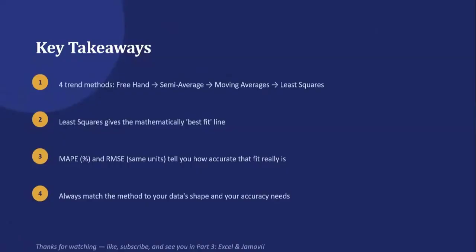Let's recap what we have covered across both videos. We have now got 4 ways to assess trend: freehand, semi-average, moving average, and least squares, plus the quadratic curve for when a straight line just won't cut it. Least squares gives you the mathematically best fit line. MAPE and RMSE tell you how much to trust that line. And always match your method to the shape of your data.